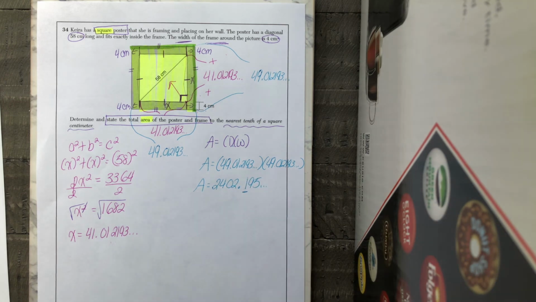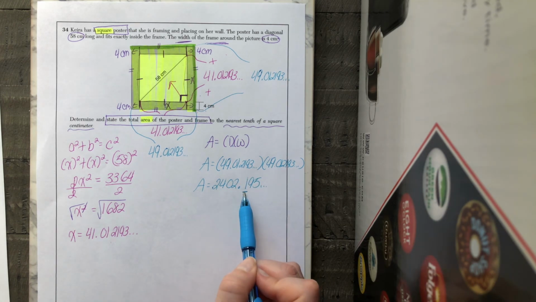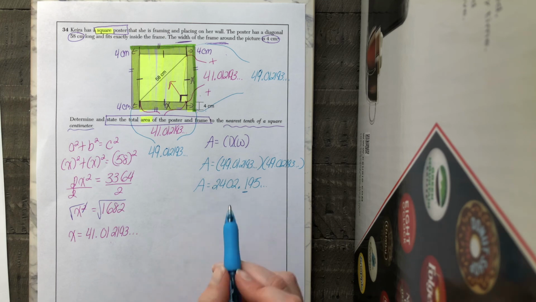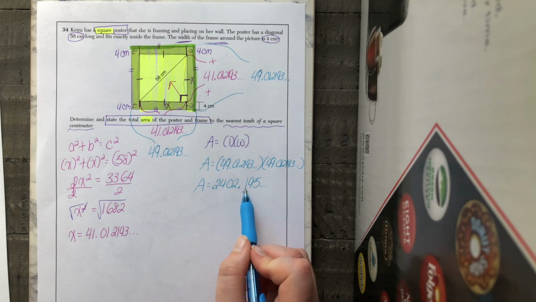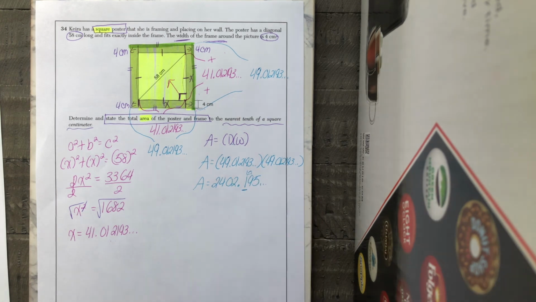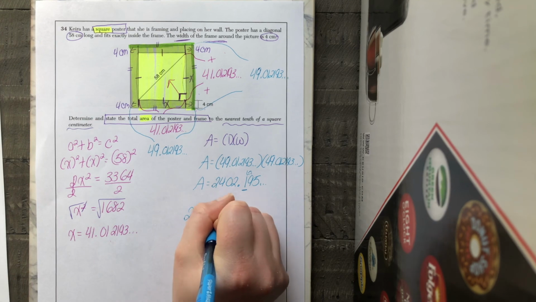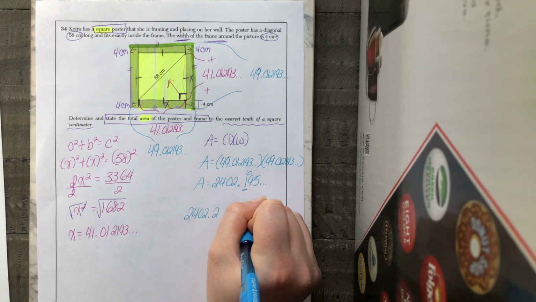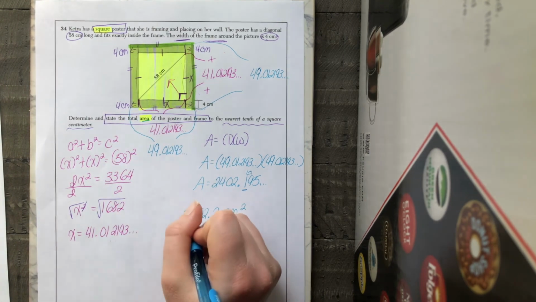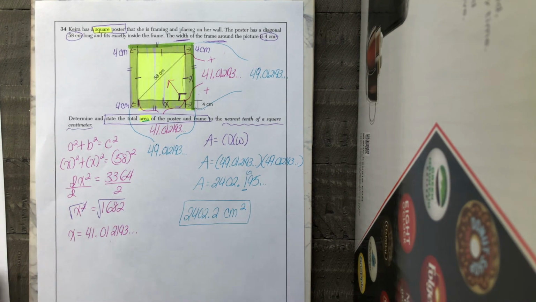There's a 1 and a 0 in the number 10. So I want to go one place after the decimal. So it's either going to round up to a 2 or it's going to stay a 1. It looks like I'm going to round up to a 2 because 9 is the neighbor. So we get 2402.2 centimeters squared because again, we were finding area and area is squared. All right.